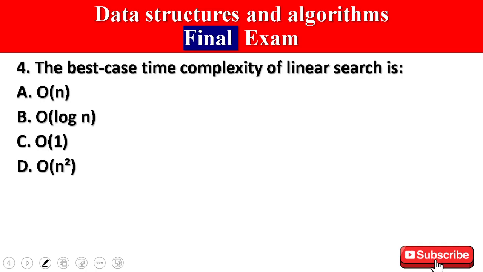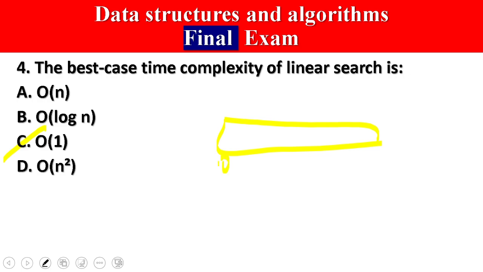The fourth one: the best case time complexity of linear search is order of 1, which means the best case is when the target element comes first, at the first position, index 0, if there is a target element. So that is the best case. So the time complexity is order of 1.